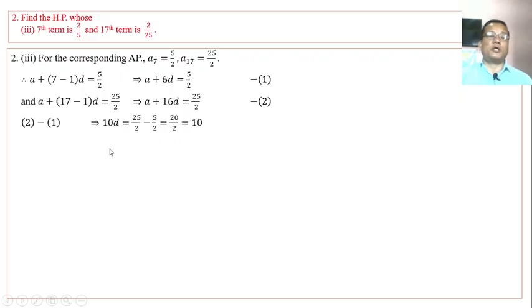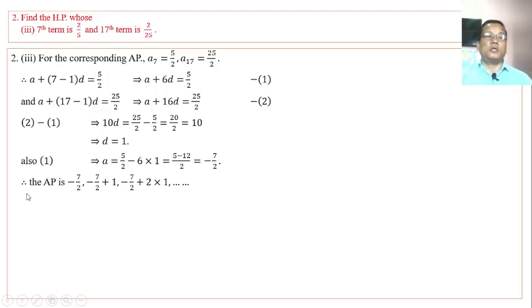Subtracting equation 1 from equation 2 and solving for D, the D value is 1. Substituting the D value into equation 1, the A value is -7 by 2. A and D are found, so the corresponding AP is: first term -7 by 2, then A plus common difference, then A plus 2 times the common difference, and so on. Evaluate these, and the reciprocals will give the required HP. Therefore the required HP is the reciprocals of these terms, and so on.